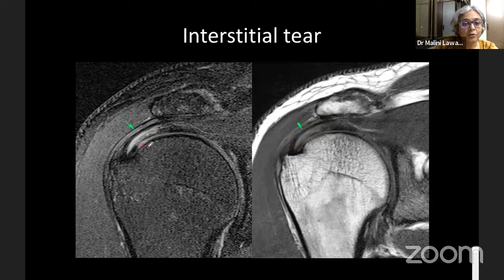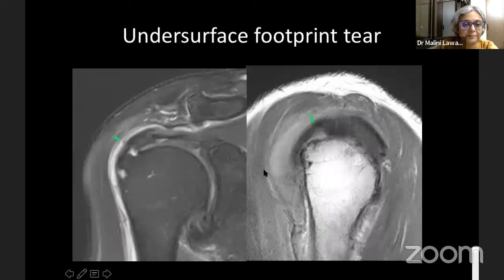But if you look at it, these black bursal surface fibers are intact, and so are these articular surface fibers. So this is an interstitial tear. So this will not be visible on arthrogram or an arthroscopy. When we talk of a partial thickness tear, interstitial tear, we need to say how much of the thickness of the tendon is involved. So here it's involving more than 50% of the tendon thickness, and this is the longitudinal extent of it. This dimension here is the longitudinal extent. This is an interstitial tear.